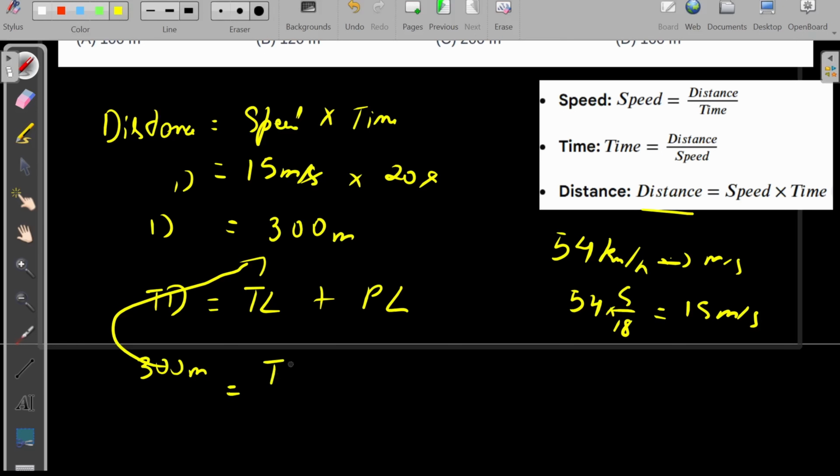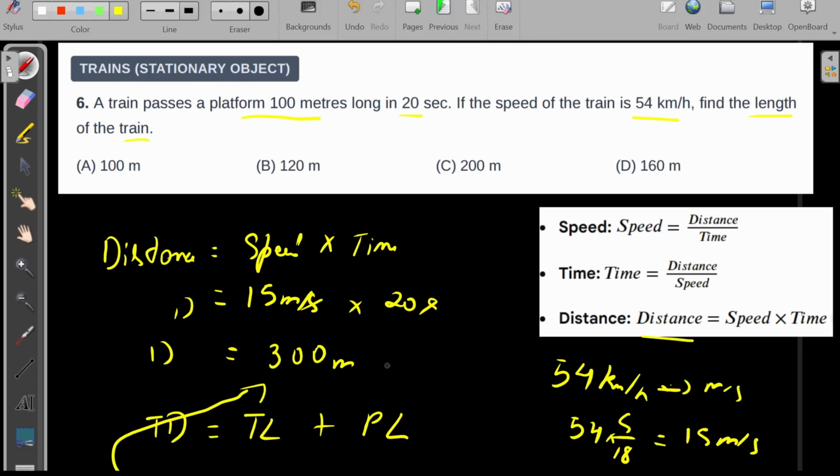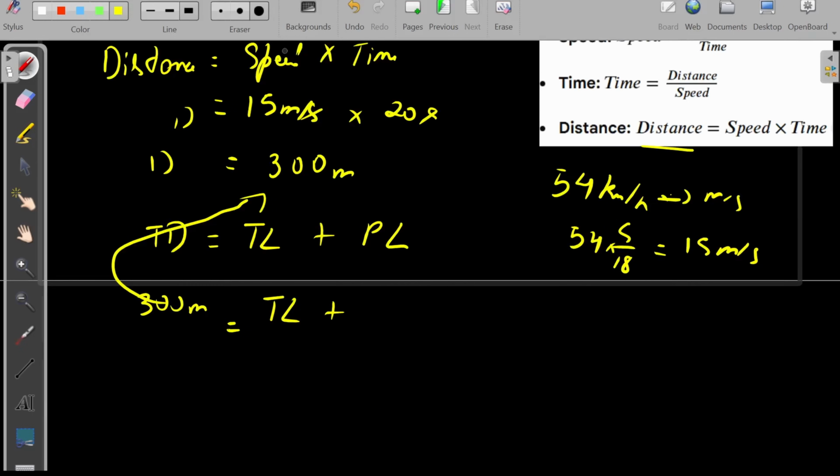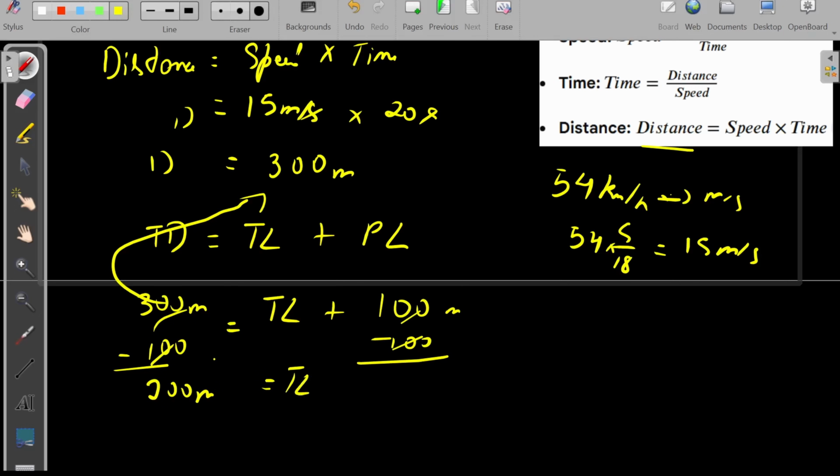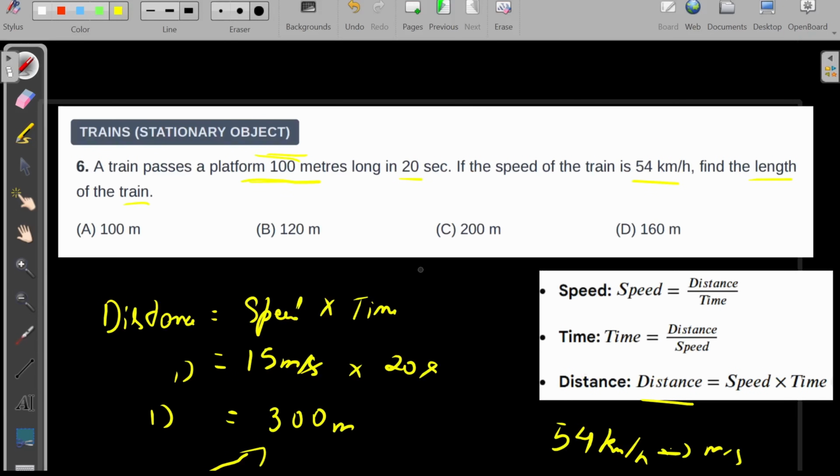And the train length is what we need to find. The platform length is given in the question, which is 100 meter. Put it here, 100 meter. So if I subtract 100 from both sides, that'll be 200 meter. So the train's length is 200 meter. If we take a look at the options, we see that option C is the correct answer, which is 200 meter.